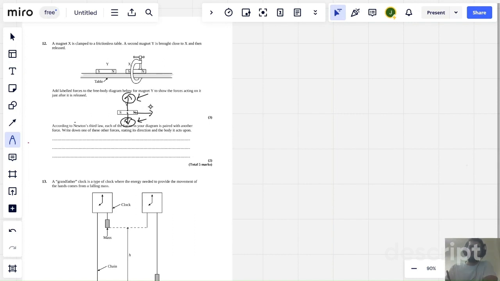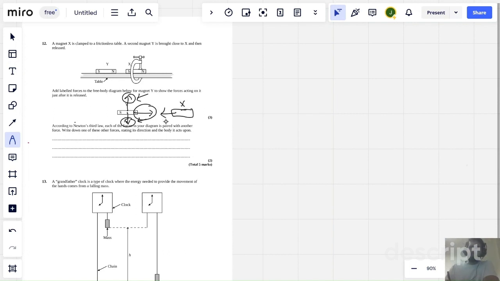I think the easiest one is to choose this one. The reaction force of this will be the force that magnet Y will exert on magnet X, and it will be in the opposite direction. So this is magnet X and its opposite direction.